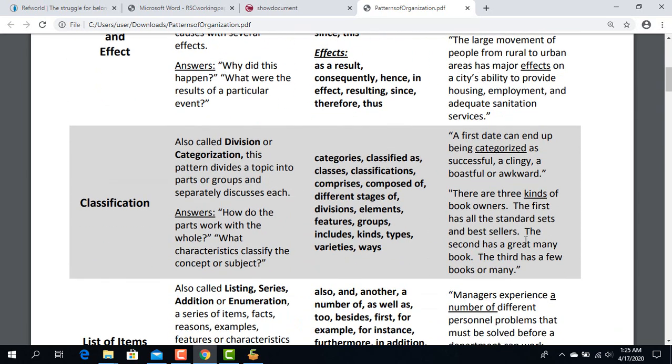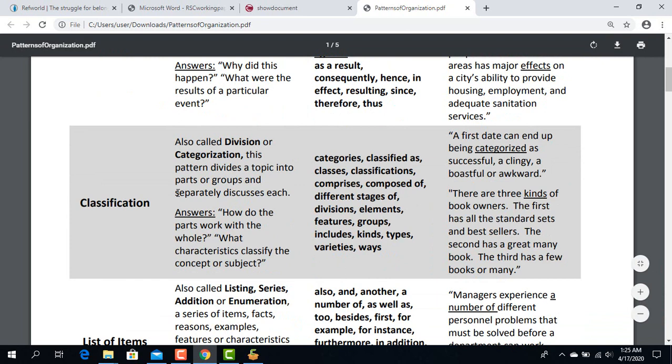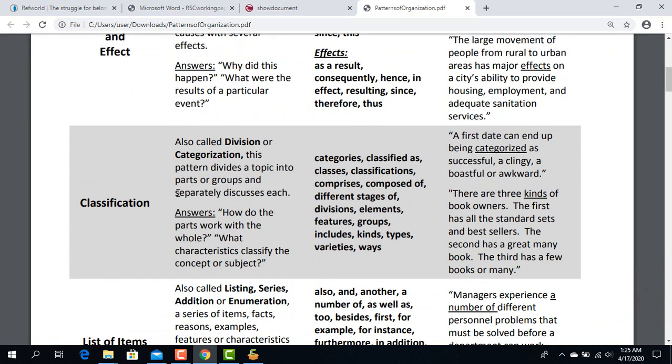Now let's shift to the second one. We have classification. What do I mean by classification? Usually in classification, we usually categorize things, as you know.